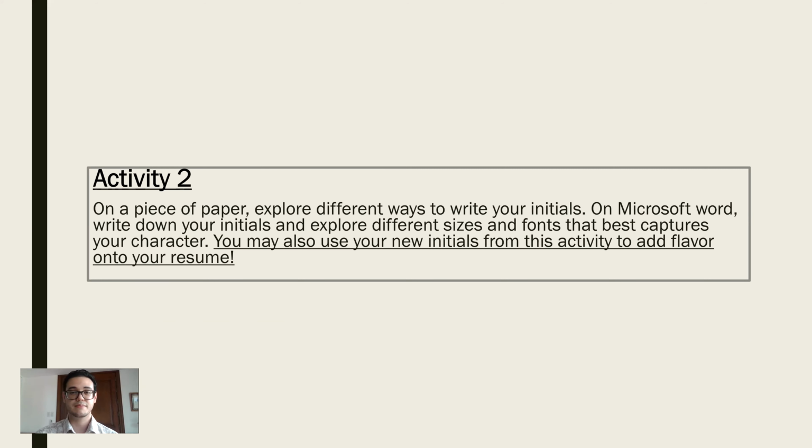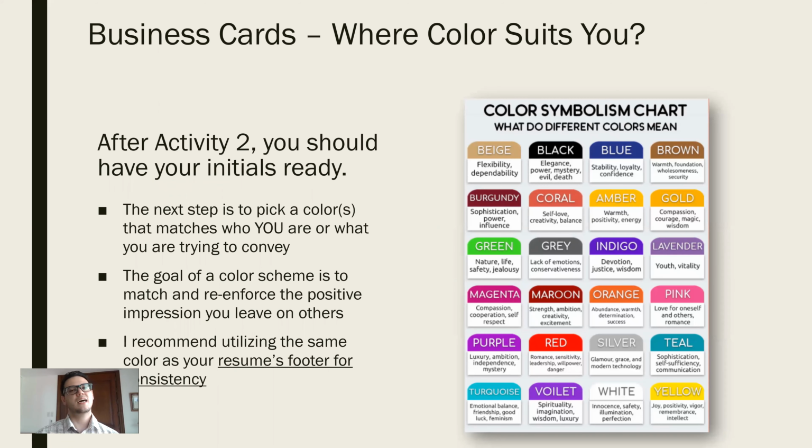Okay? So after activity two, pause the video, focus on activity two, and once you're done, proceed with the rest of the presentation. Great. So how do I decide what color suits me? Here's a little color symbolism chart that I'm not going to spend too much time on due to time constraints, right? So pick a color that matches who you are and what you are trying to convey with your skill set, right? And the goal of a color scheme is to match and reinforce to the reader a positive impression you leave on others. Okay. And I recommend whatever color you pick here that you use on your business card, that you also use at the footer of your resume. So it all interconnects together.